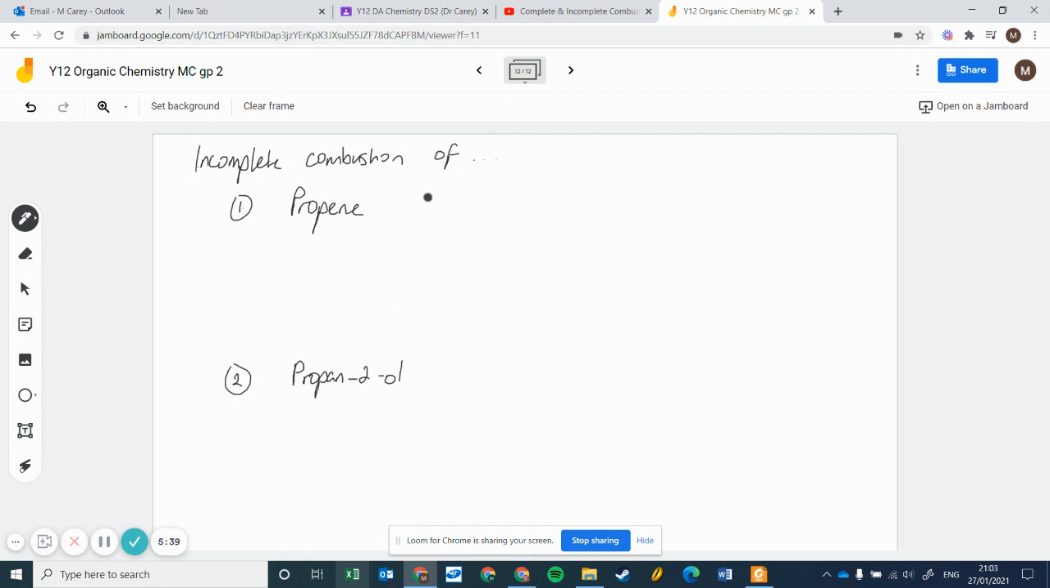Incomplete combustion of these substances. So propene. So again, we're going to write the word equation. So you're going to get carbon monoxide and water. So we do the word equation first. And the chemical equation. So we're going to just put in our formulas.